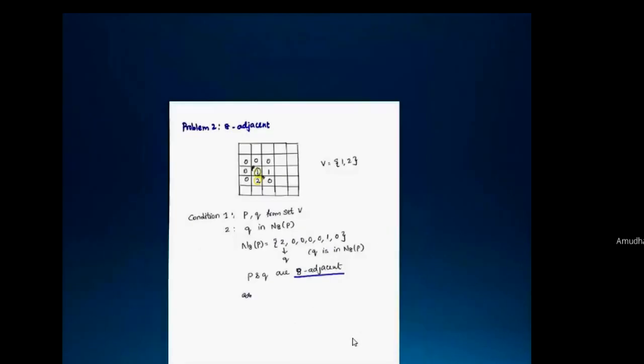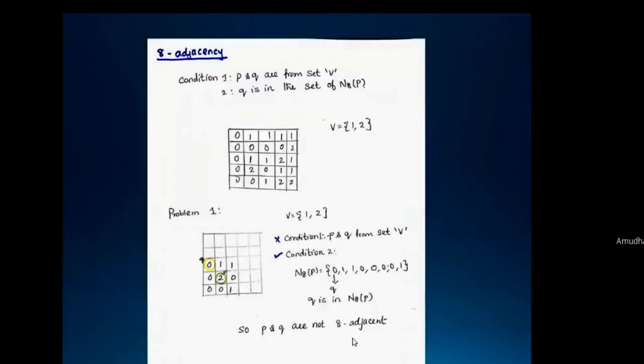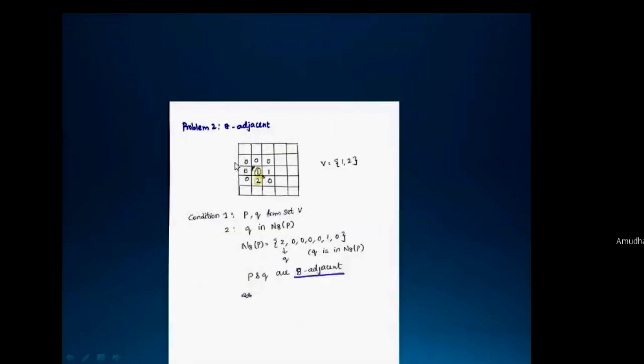We'll go for the next, same problem. I've taken a different one. I've taken 2 as P. So what I have to do is consider the surrounding elements. So that I've rewritten here.